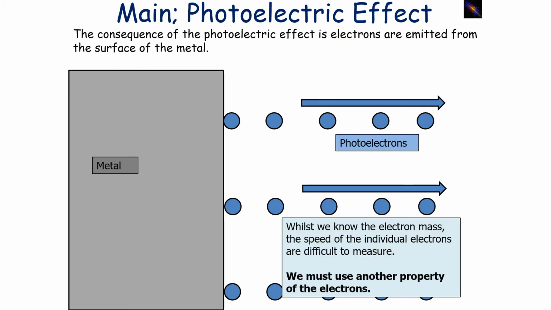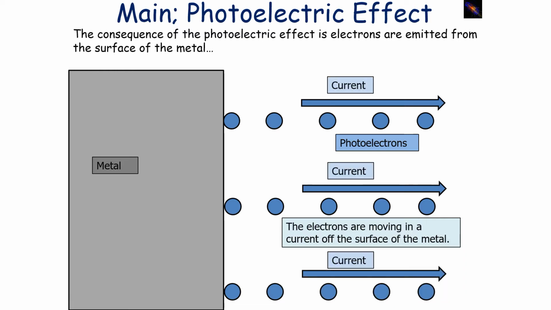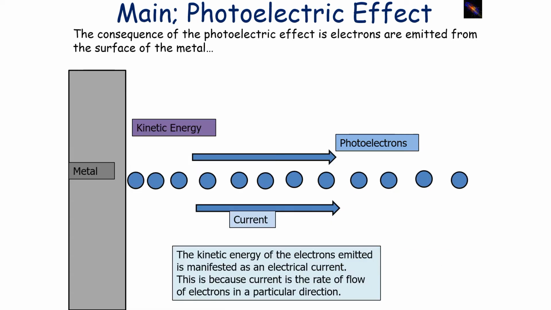Now, we can measure their kinetic energy by looking at another property of electrons, which is not their mass or their velocity. What we can do is look at the idea that the electrons are moving in a current off the surface of the metal. The kinetic energy of the electrons emitted is manifested as an electrical current.